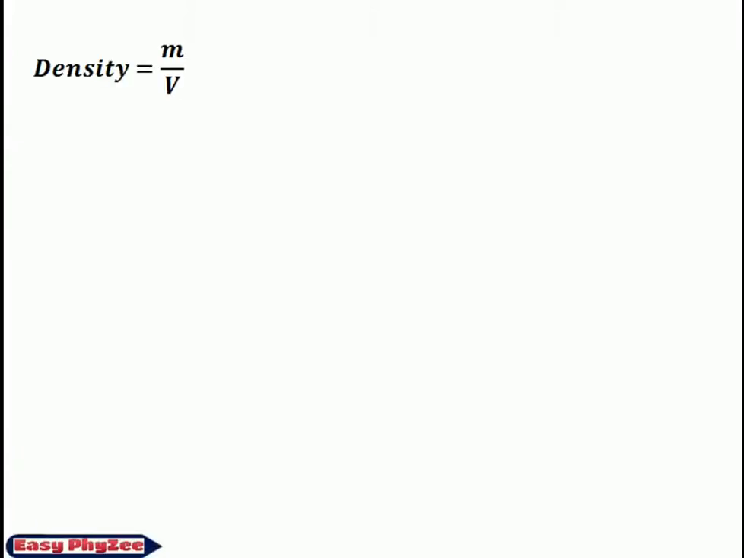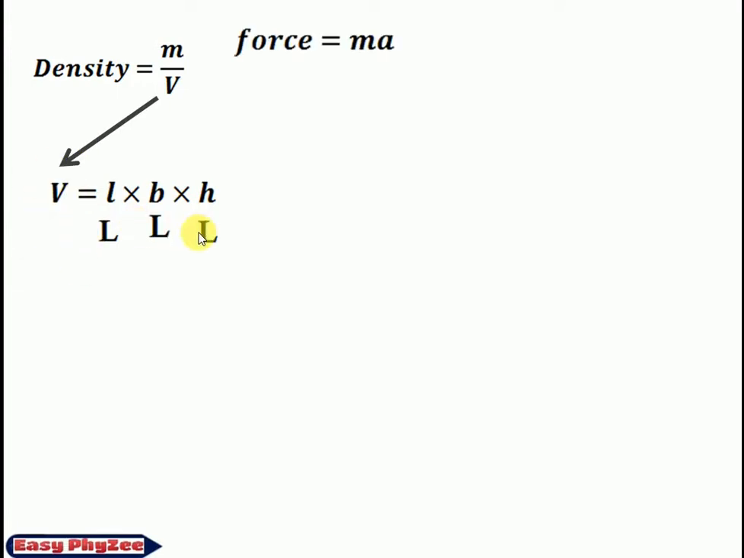If you take the formula for density, which is mass by volume, I can simplify the volume V as length into breadth into height. And as we already know, length, breadth and height are all length only, so the volume can be represented by length into length into length.